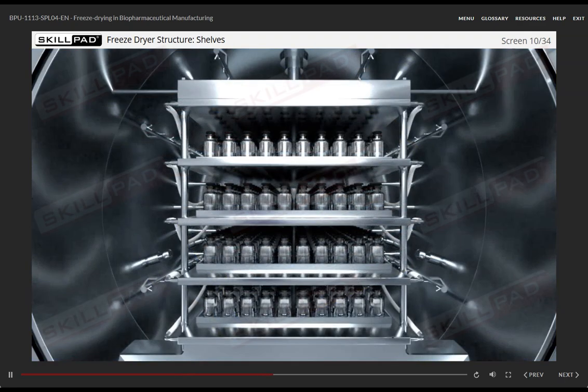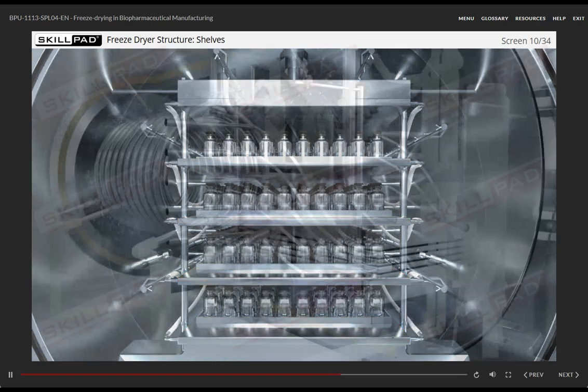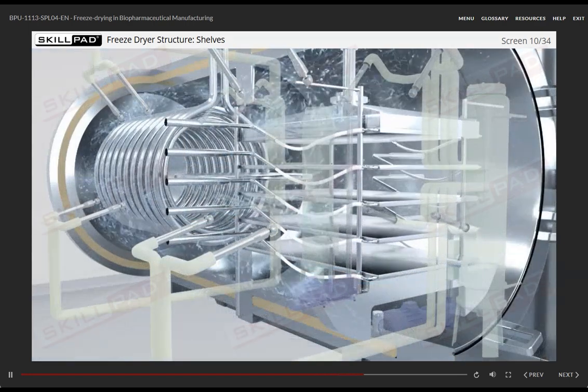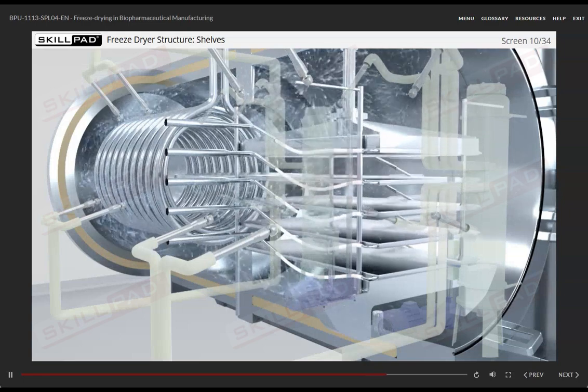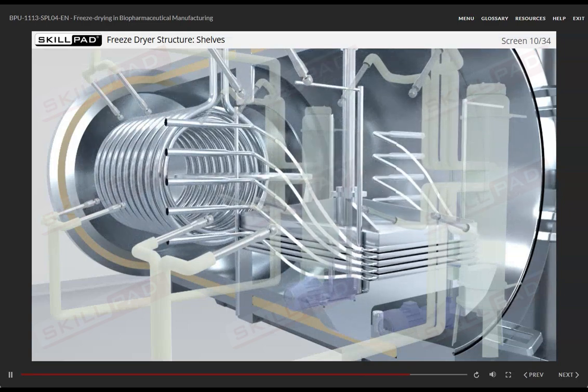Each shelf has an upper and lower surface separated by strips or dividing baffles. The shelves can be fully collapsed for both CIP and stoppering of product containers. We'll look at this in more detail in the description of the freeze-drying process.